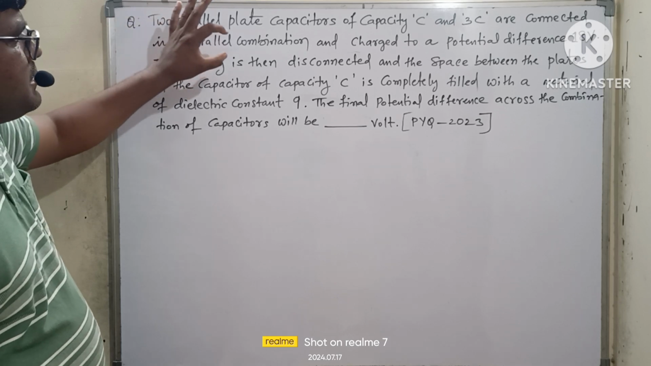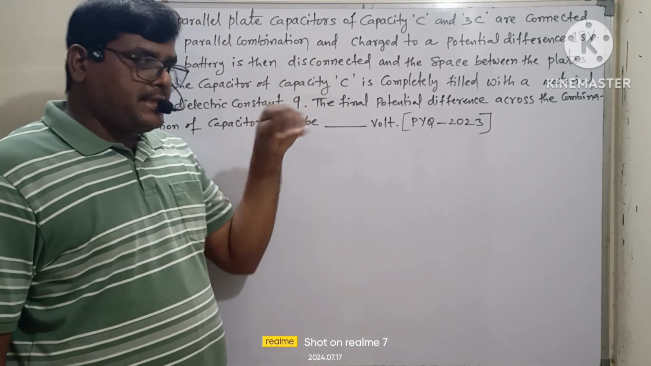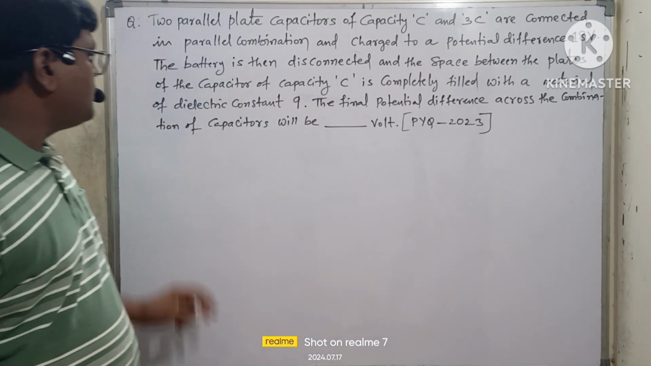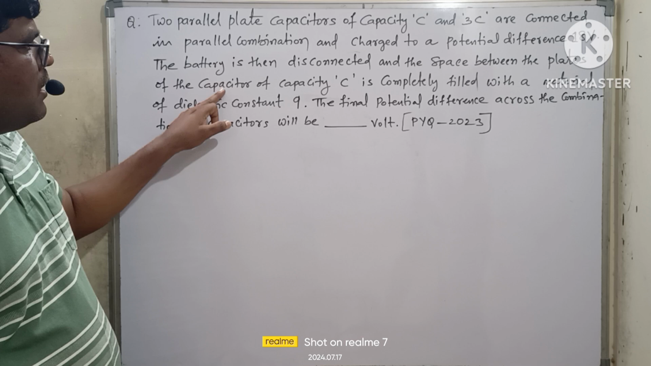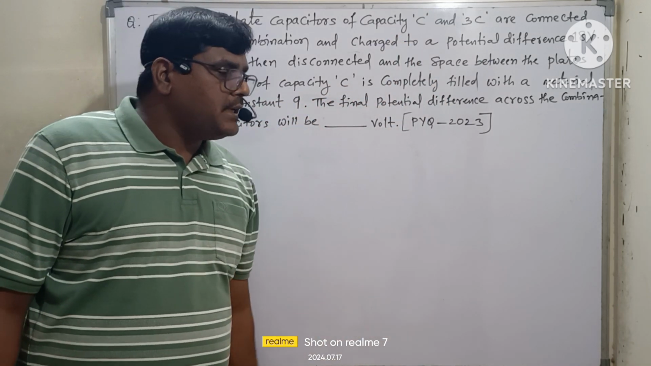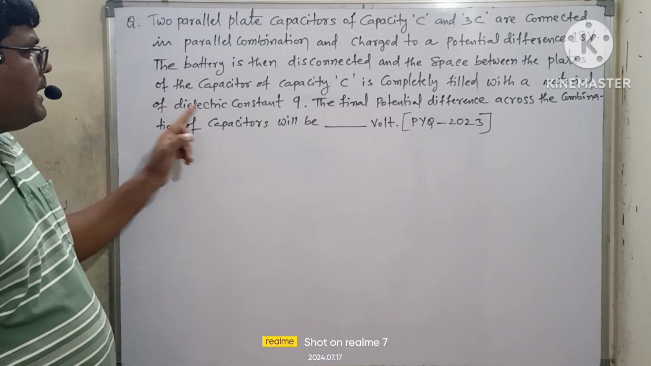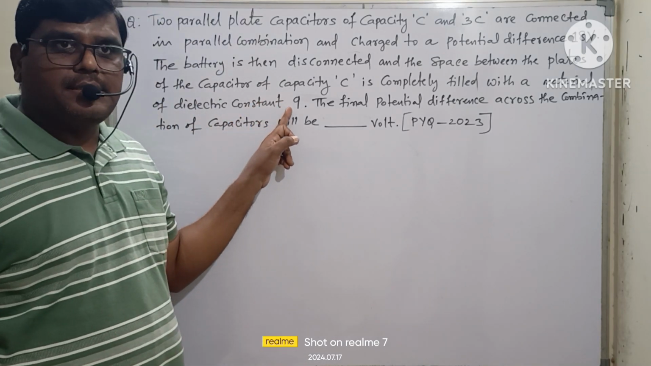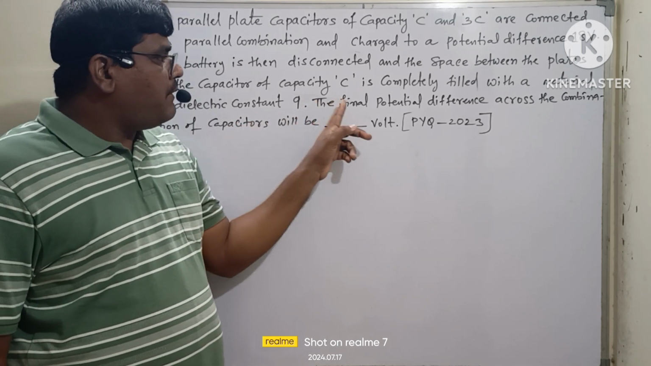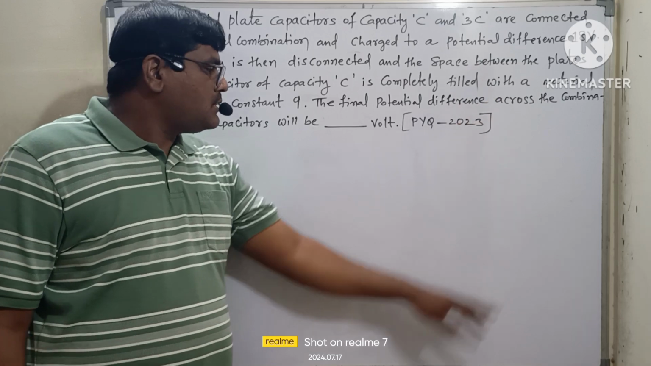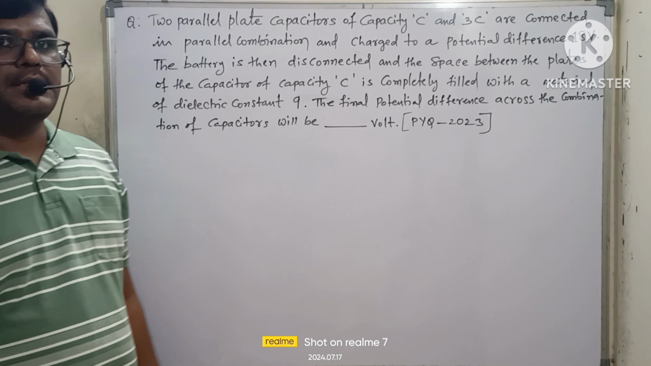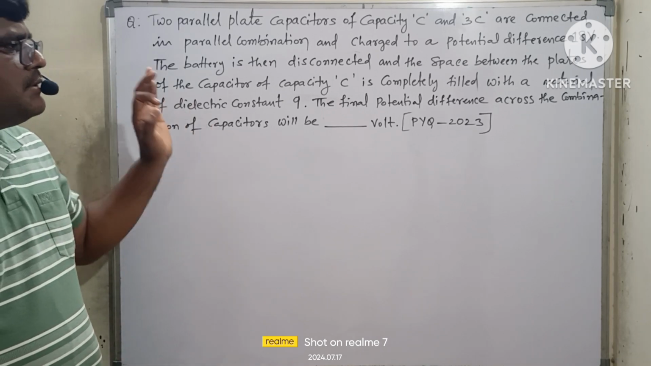The battery is then disconnected and the space between the plates of the capacitor of capacity C is completely filled with a material of dielectric constant 9. Simple question. The final potential difference across the combination of capacitors will be, what is here? Nothing but a very simple question.